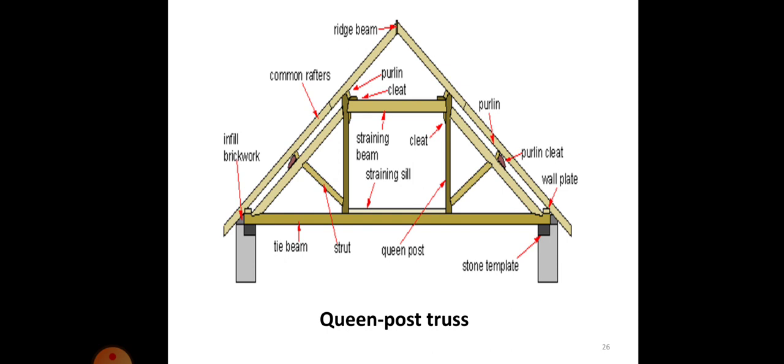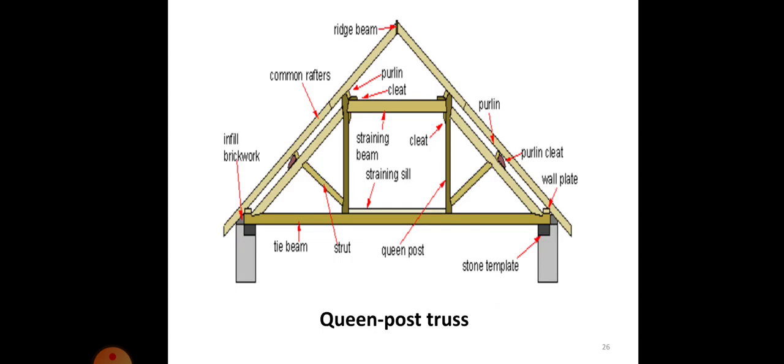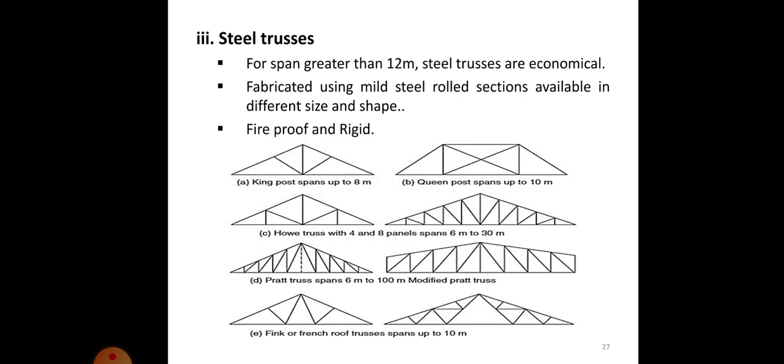And here you can see there is another horizontal member above the tie beam, which we call the straining sill, and at the top, connecting the top ends of the queen posts, we have the straining beam. So this is called a straining beam, and the small horizontal member provided above the tie beam we call a straining sill. Queen post trusses are normally used for spans varying from 8 meters to 12 meters. Here also suitable joints are provided at all connections, same as in the case of a king post truss.